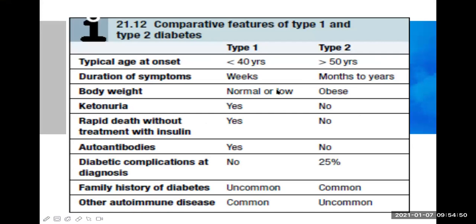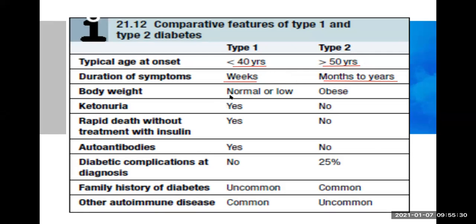Now, let's compare type 1 and type 2 diabetes. Now, all of you, please focus here. This is a very important question from the exam point of view. Type 1, typical age of onset is less than 40. And type 2, it is relatively older people. But sometimes the young person also can develop type 2 diabetes if the person is obese or overweight. Duration of symptoms are weeks in type 1 and months to years in type 2. Sometimes there is a silent diabetic symptom in type 2 diabetes. But type 1, they manifest a bit earlier.